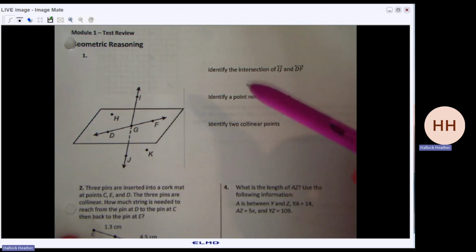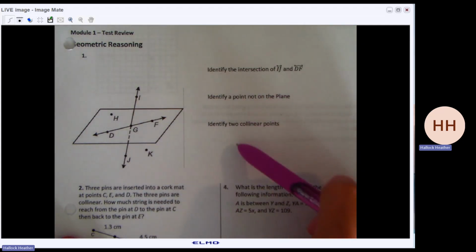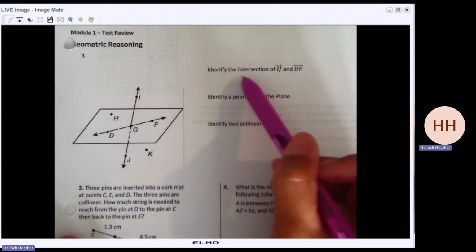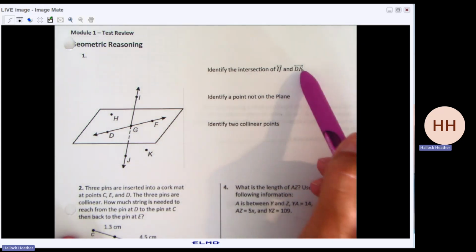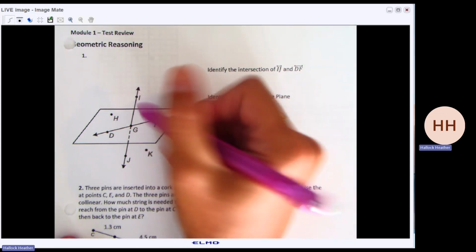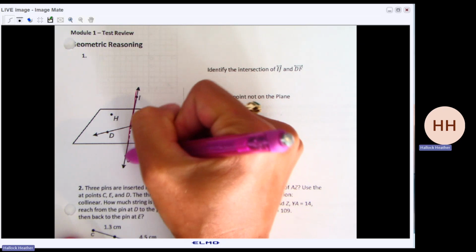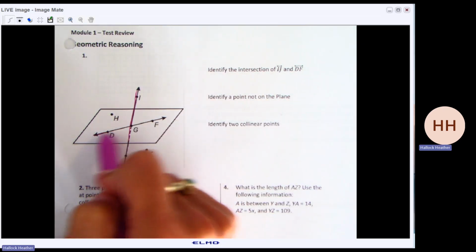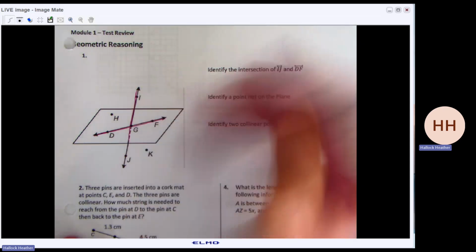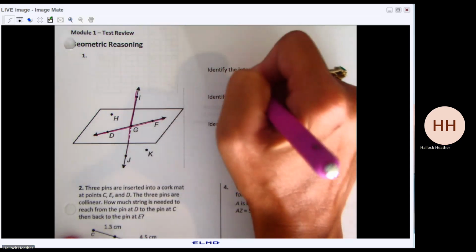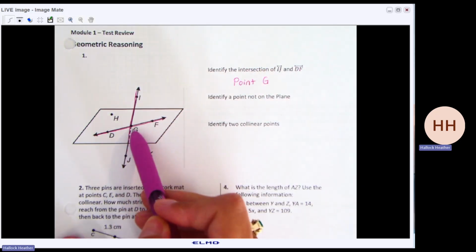For question 1, this is our image that we're using. We have 3 different things. It says identify the intersection of line IJ and line DF. If I'm looking at line IJ, that goes from here to here, and then DF goes from here to here. Where they're actually crossing is point G. So I'll write point G, because they're intersecting, they're crossing at that point.